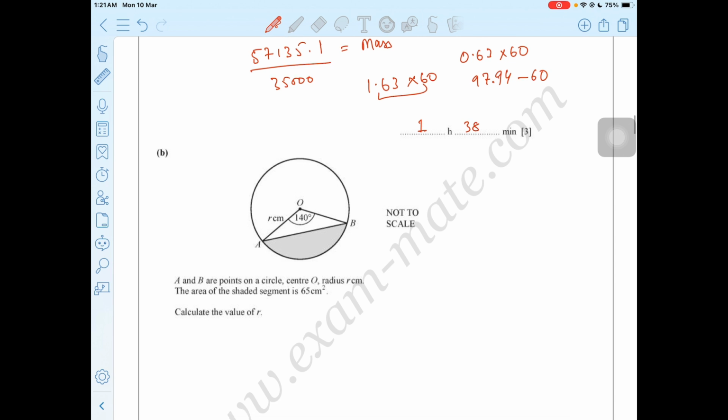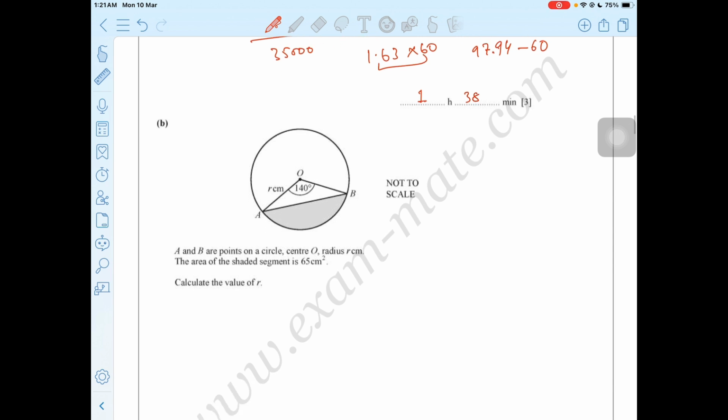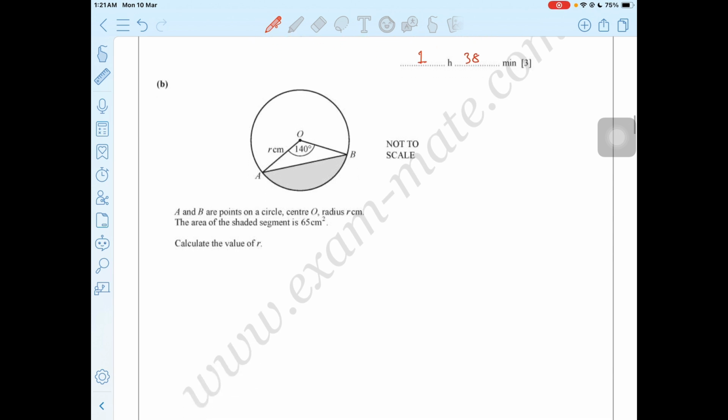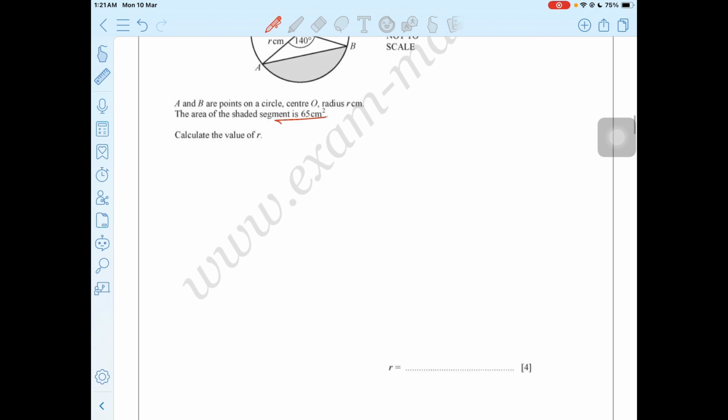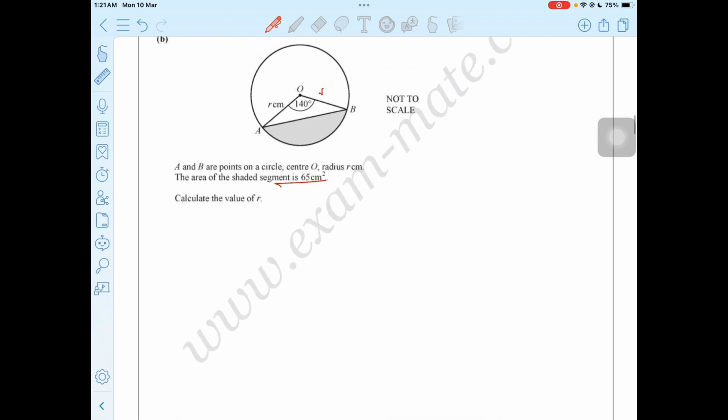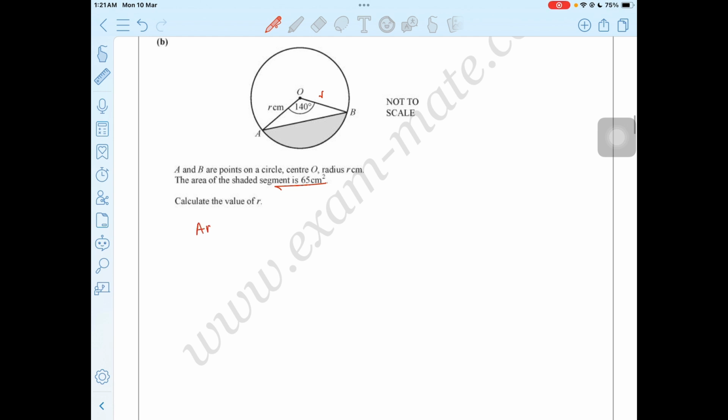Now let's move on to part B. We have A and B are points on circle, center O, radius this, and the area of the shaded region is 65, right? So this is R, and then this is the area of the shaded region, right? Area of the shaded segment. So we get our area of shaded segment by subtracting the area of triangle from area of sector, right? Sorry, this is triangle.